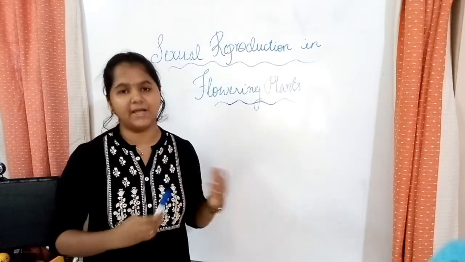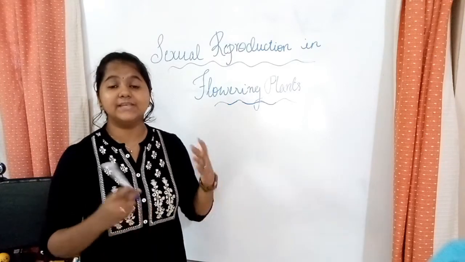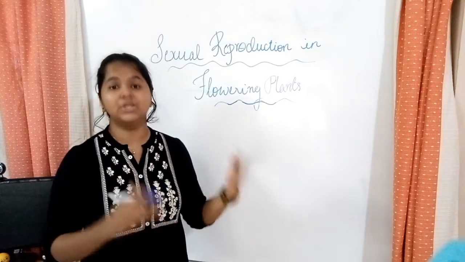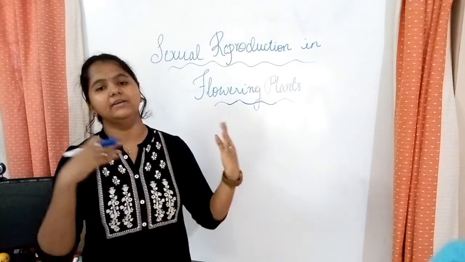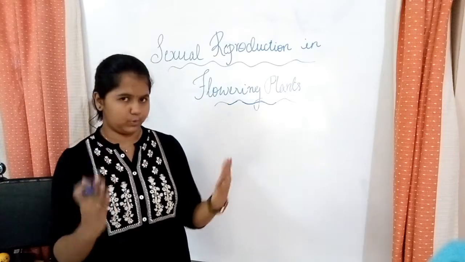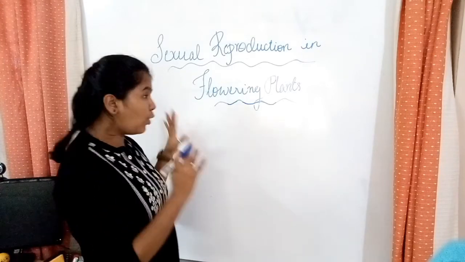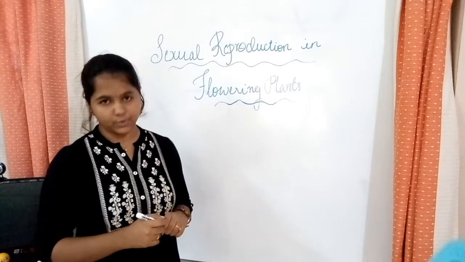In the previous bio chapter, chapter 1, Reproduction in Organisms, we dealt with something known as vegetative reproduction, which is a mode of asexual reproduction in plants. So plants reproduce by both sexual and asexual modes. We dealt with the asexual modes in our previous chapter, and this whole chapter is dedicated to the sexual modes of reproduction in plants. Okay?